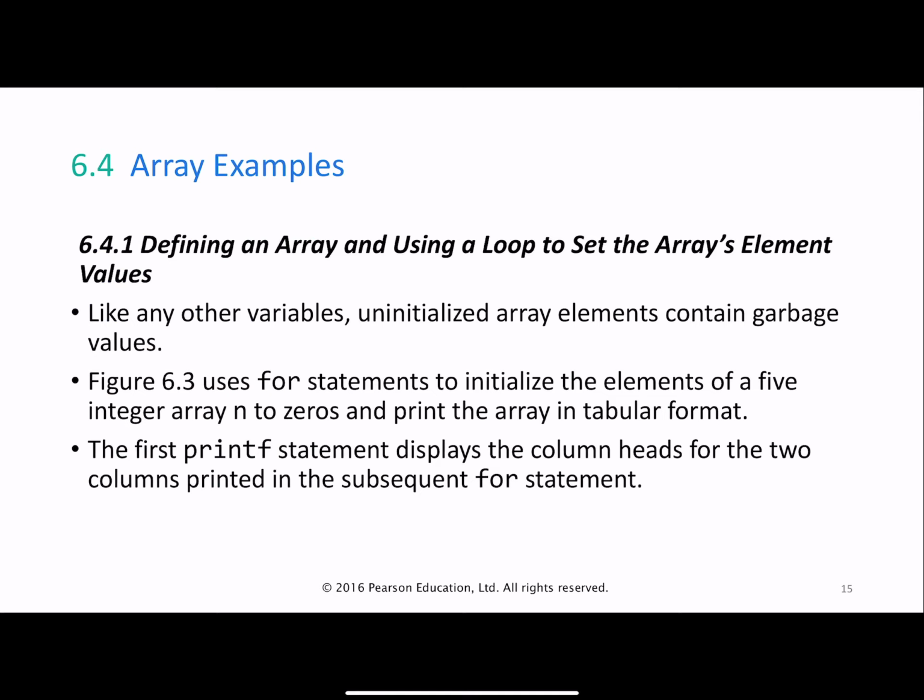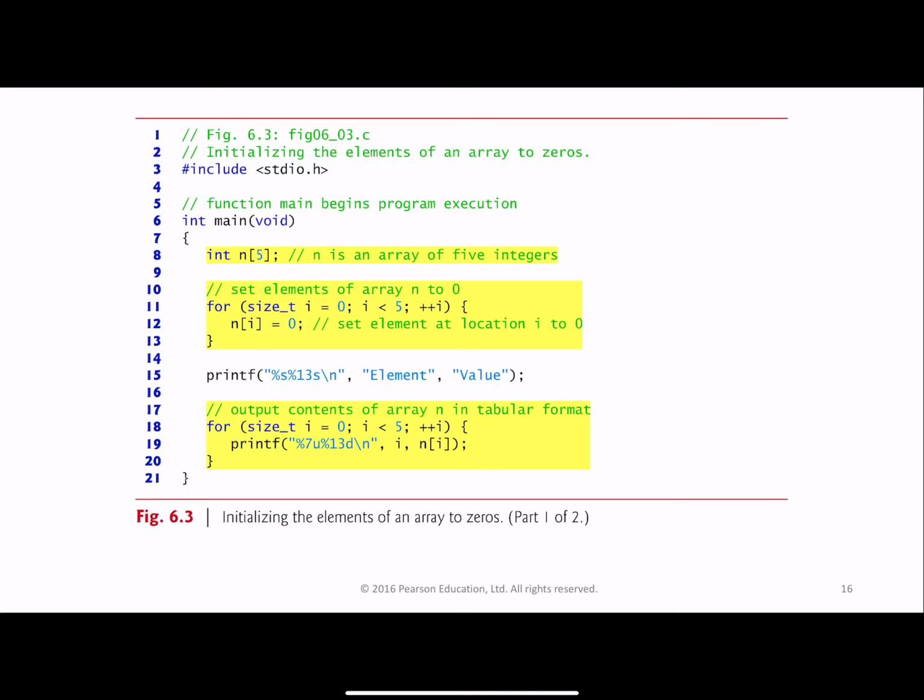So like other variables, arrays are also uninitialized, meaning that when you create them, unless you specify otherwise, they contain garbage values. Let's first look at how we can initialize an array. Now there's the simple way, of course: we can use a for loop and explicitly initialize each element of the array. And that is a perfectly valid solution.